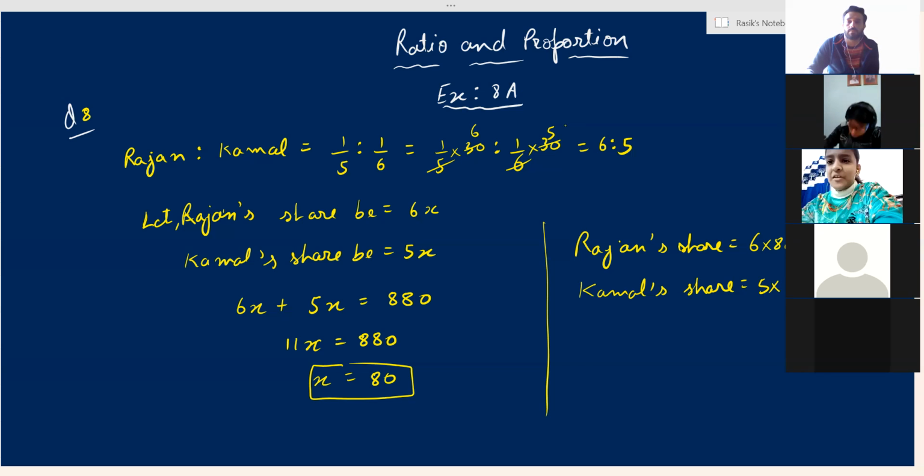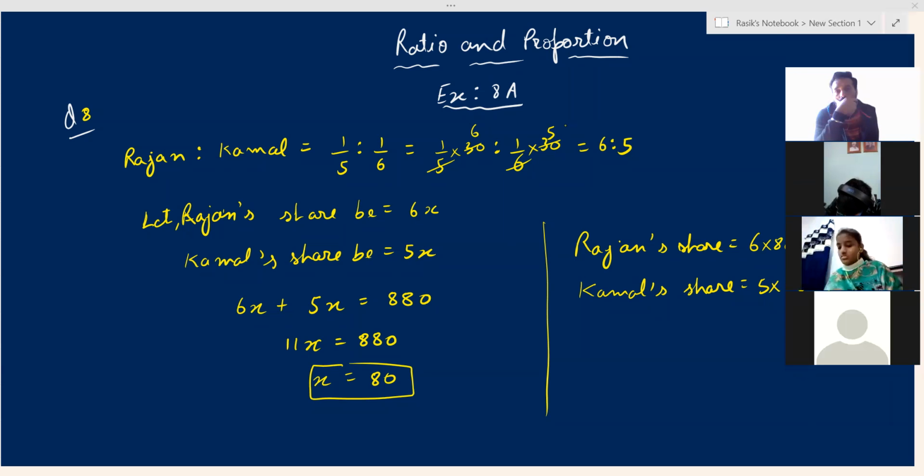Sir, Rajan is getting more money than Kamal. Yes, sir. Same is question number 9. So I give you only 1.5 minutes to do the question. Start doing it right now. Take 1.5 minutes and post your answer in the group.